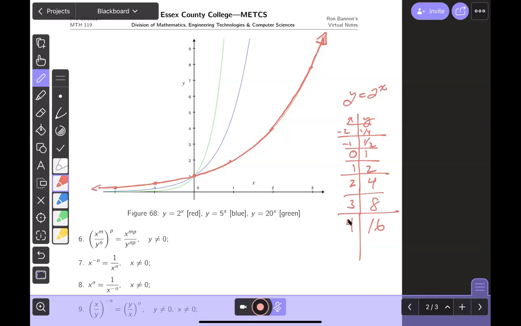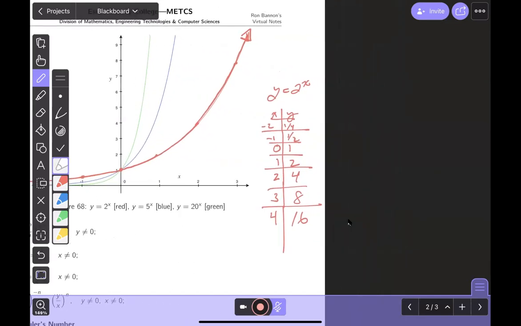All right, let me write this down for you. So, y equals 2 to the x has an asymptote. And what is the asymptote? It's a horizontal asymptote. And what is a horizontal asymptote? It's the x-axis. It's always going to be positive. So 2 to the x is always going to be positive. Always. All right. What's the horizontal asymptote? It's going to be y equals 0.